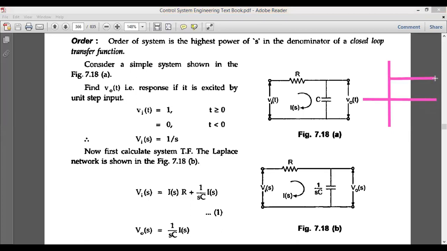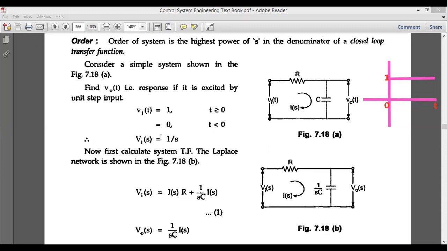It is always equal to 1 at time t equal to 0. This is my time t, and this is my unit step signal, for which the amplitude will be equal to 1. It is obtained at t greater than or equal to 0, and it is 0 if t is less than 0. So let us say I have applied this input. Applying the Laplace transform to this input, I get Vi of s equal to 1 divided by s.